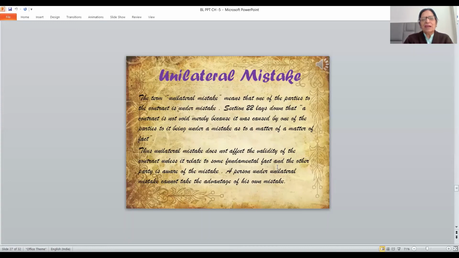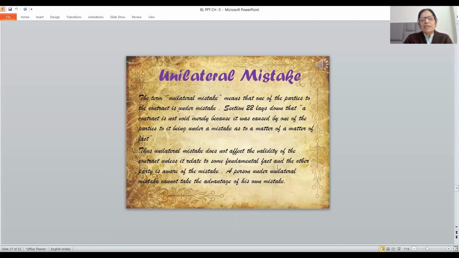Unilateral mistake. Till now, I have explained bilateral mistake with the help of case laws and examples. And now, friends, I will take up the second type of mistake, which is unilateral mistake. The term unilateral mistake means that one of the parties to the contract is under mistake. Remember, friends, Section 22 lays down that here one person is under mistake, not both the parties. If one person is under mistake, then the agreement will not be void, it will be valid.